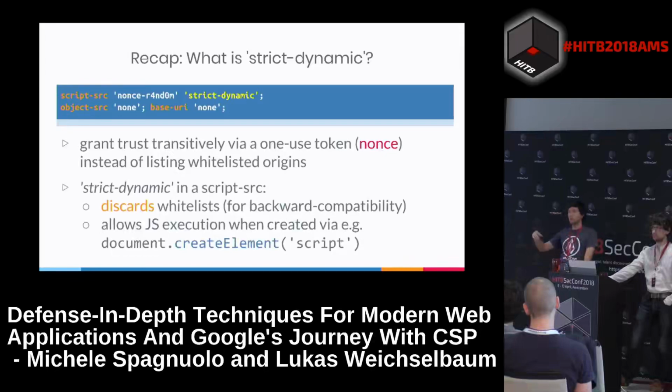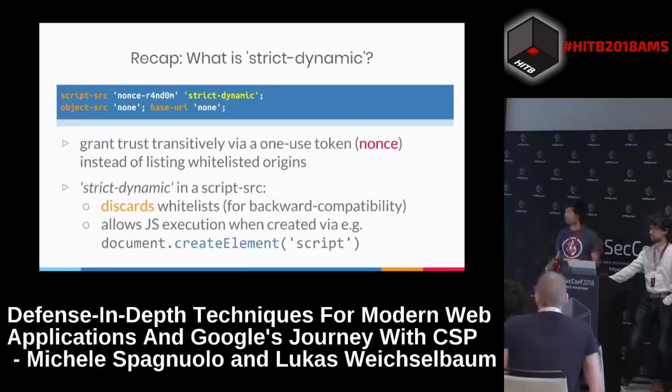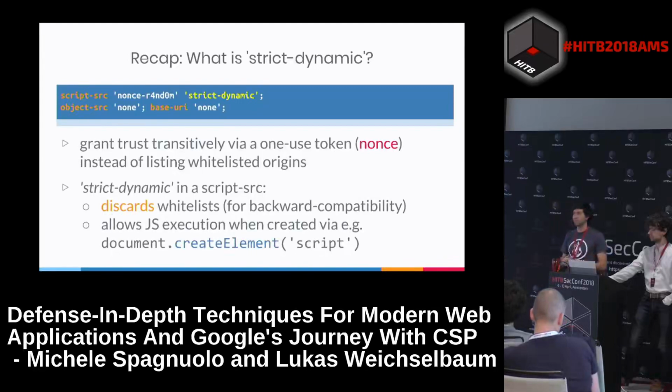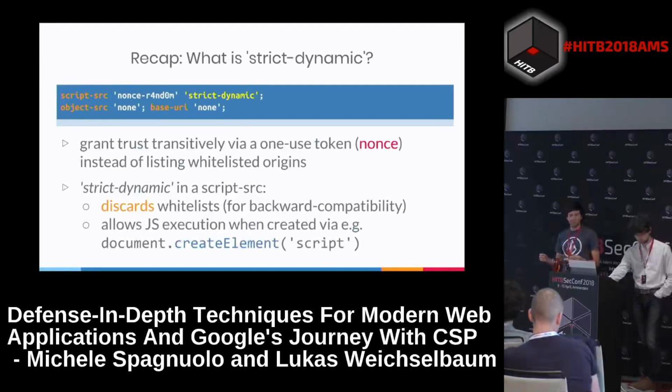you don't control if these source scripts then load child scripts, and you cannot nonce these child scripts, right? Because the source code is out of your control. You load it from a third-party site. So that breaks. If it breaks, you cannot roll it out because it's a defense in depth mechanism and you want to have a functional application after all, right? So strict-dynamic is really, really useful here because it transitively propagates trust from initially trusted scripts to child scripts over certain APIs.